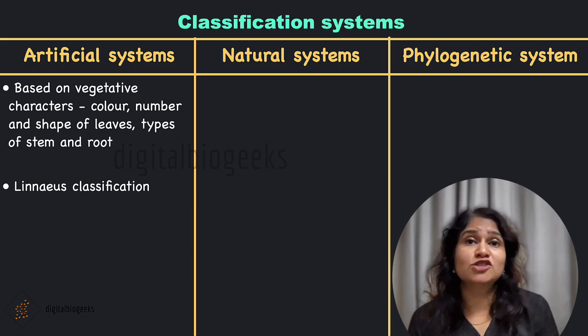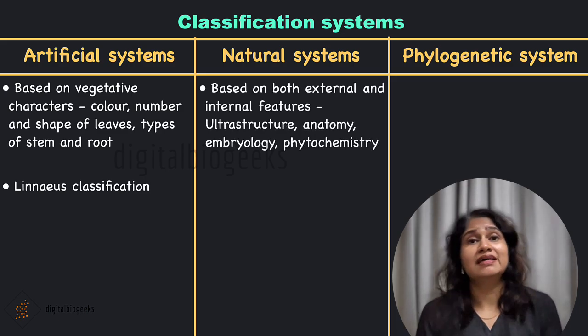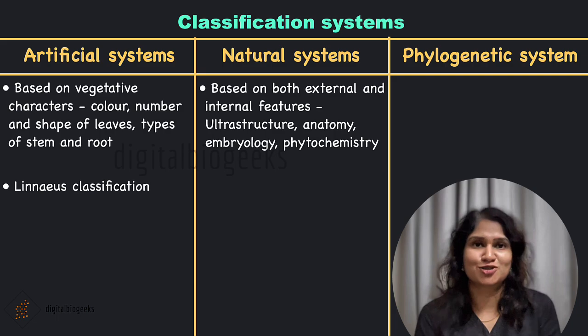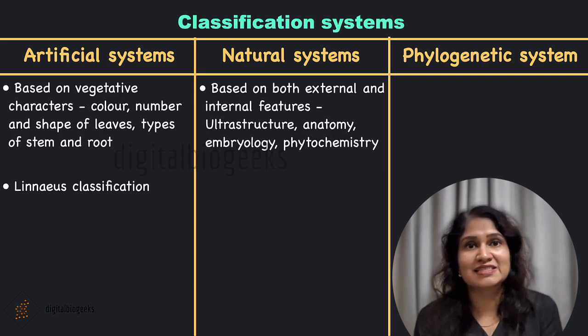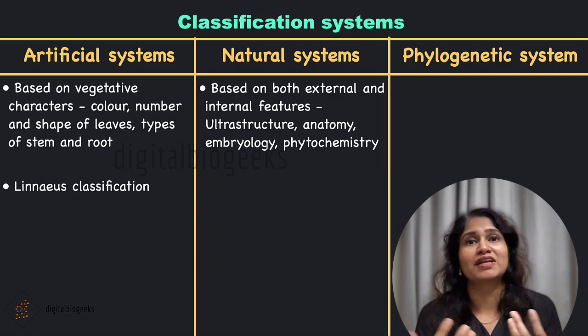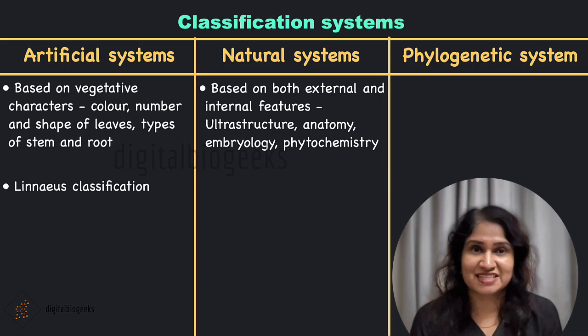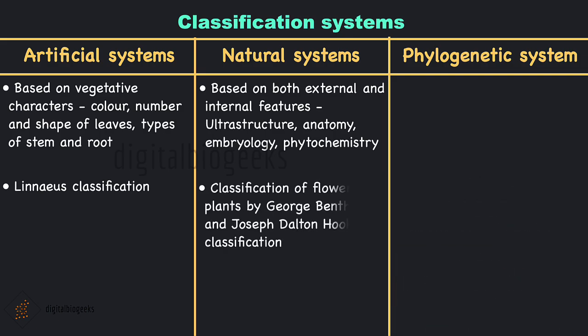Then comes the natural system of classification. This includes both the external and internal features of organisms, like the ultrastructure, that is the arrangements of cells, anatomy, that is the structure of cells and tissues, then embryology, that includes all the processes in the development of an embryo, then phytochemistry, that is the study of chemicals present in the plants. Such classification for flowering plants was given by George Bentham and Joseph Dalton Hooker.